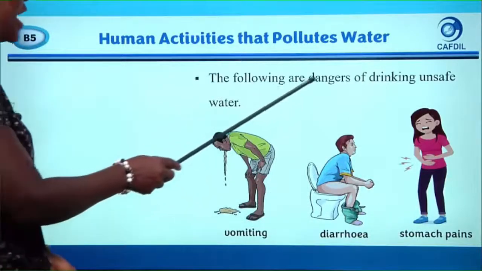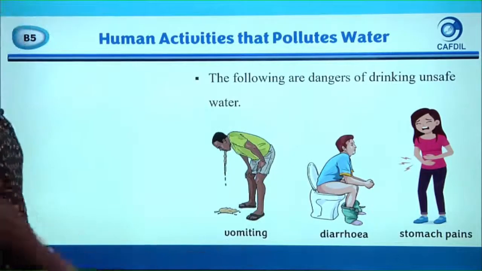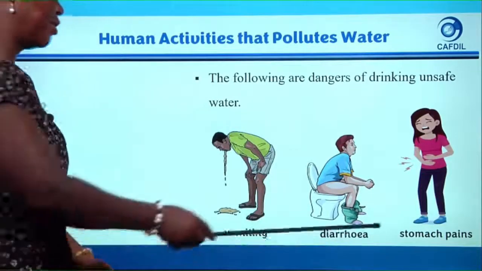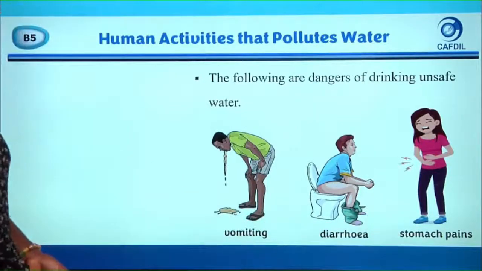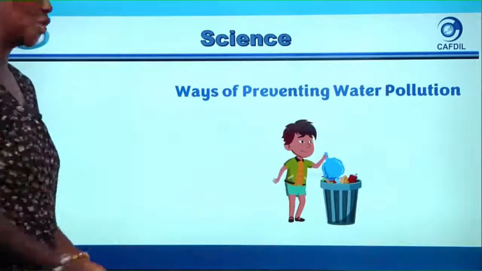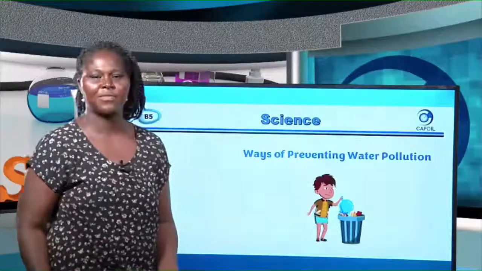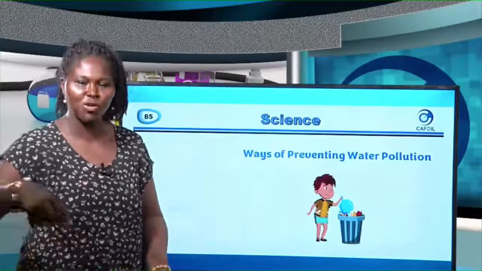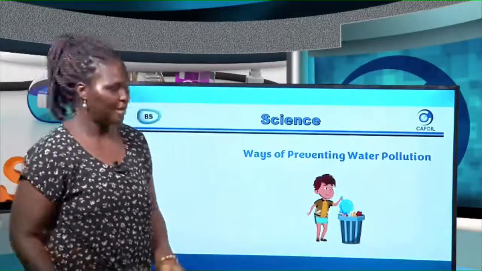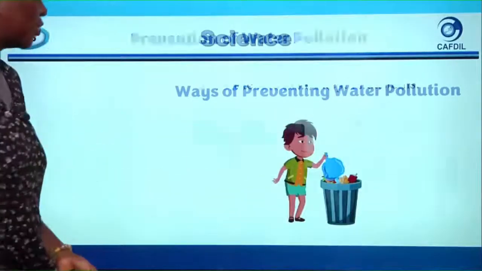So the following are dangers of drinking unsafe water. Vomiting, diarrhea, stomach pains. Good. Now, ways of preventing water pollution. All that we have seen, we can prevent it. So we are coming to look at how we will prevent water pollution.